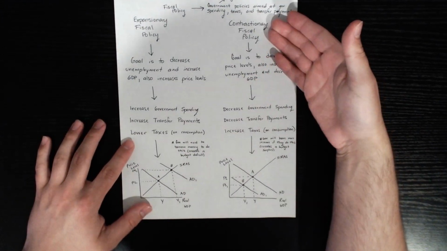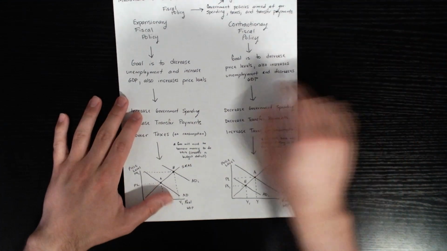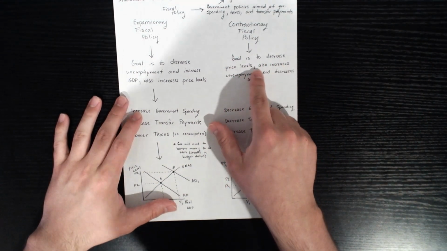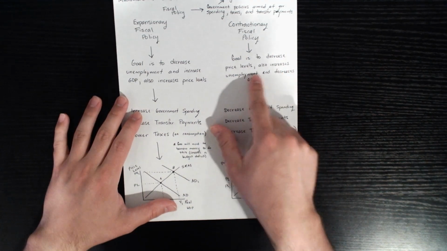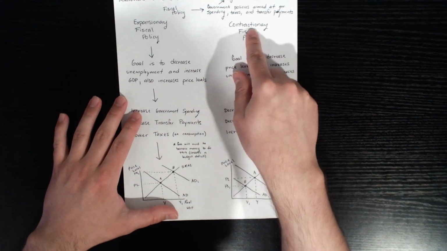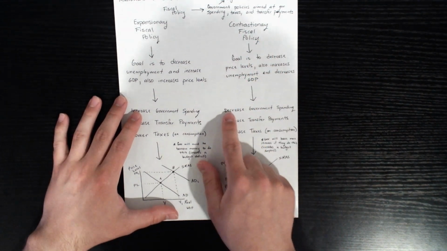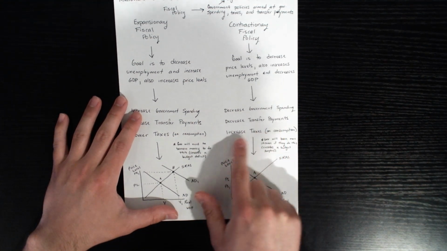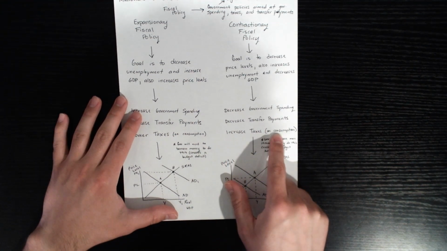Another thing they could do is contractionary fiscal policy. Now, the goal here is to decrease price levels. Now, this is also going to increase unemployment and decrease GDP. The tools to do this contractionary policy are to decrease government spending, decrease transfer payments, and increase taxes.